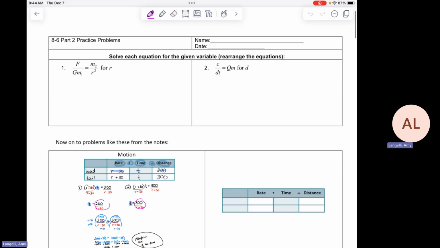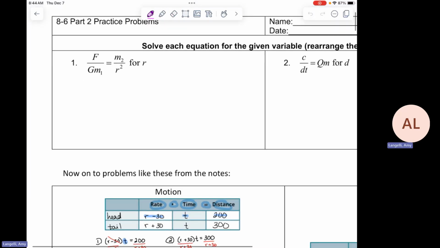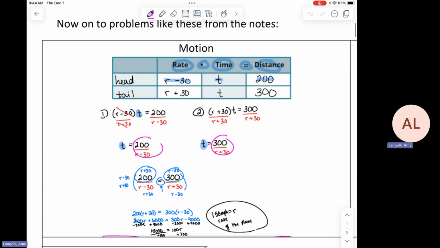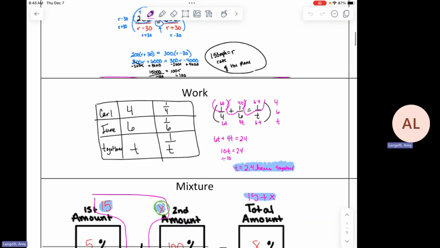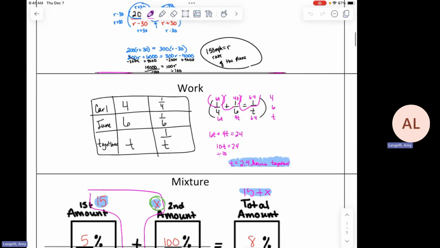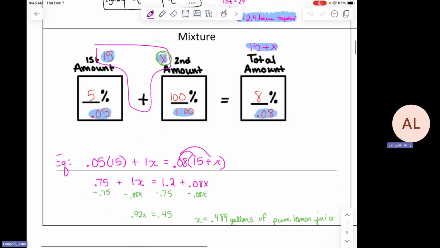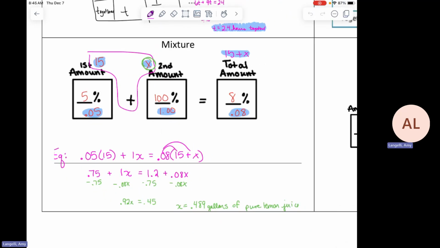I won't do 1 and 2 for you. 1 and 2 you should already know how to do from 8-6 part 1. We're going to have motion problems today. We're going to have work problems today. And we're going to have mixture problems today. So those are the problems from the notes.